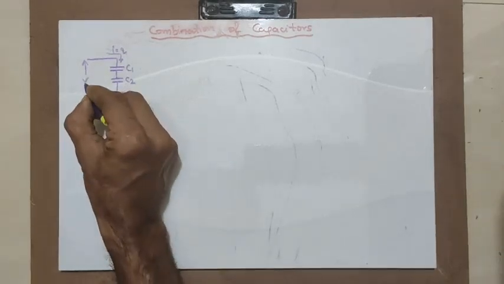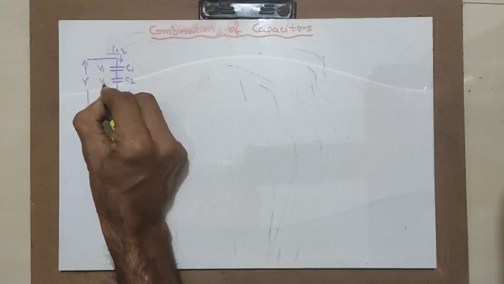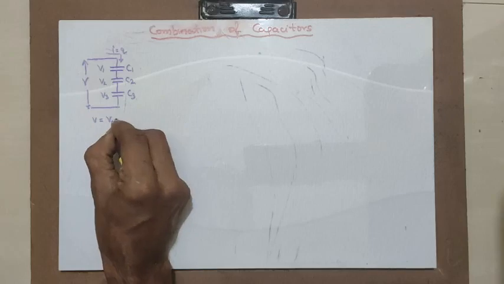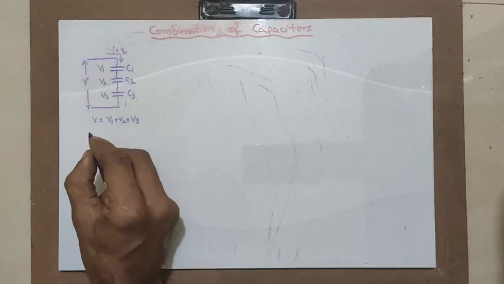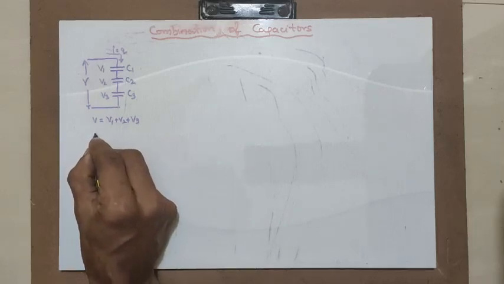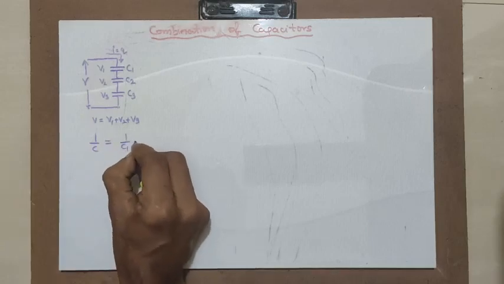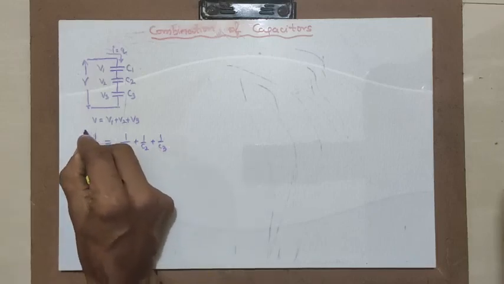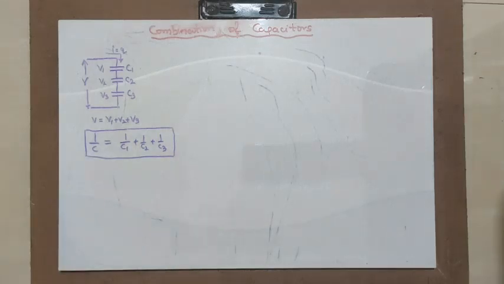But the voltage is divided into V1, V2 and V3, so that the total voltage V becomes equal to V1 plus V2 plus V3. If you simplify this, you will get the capacitance of the structure. This is very important. The total capacitance is given by 1 by C is equal to 1 by C1 plus 1 by C2 plus 1 by C3. This is the takeaway formula which is required for us. This is the series combination.